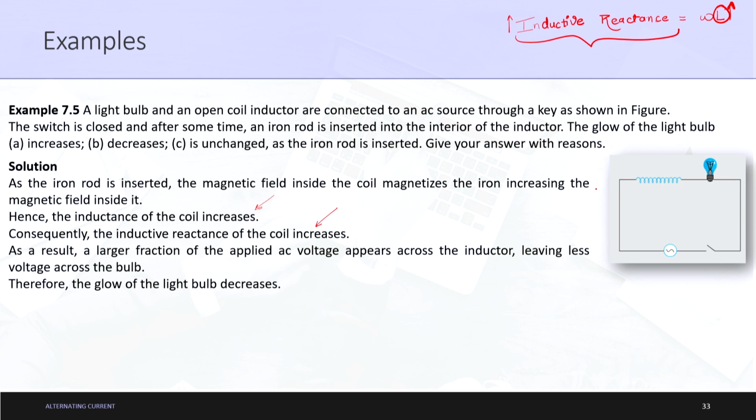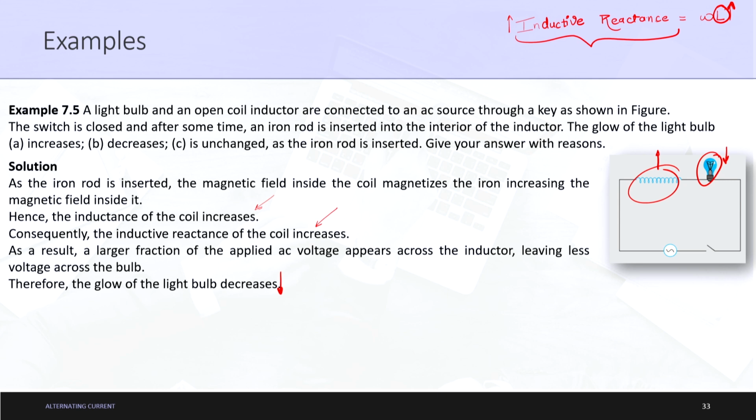As a result, a larger fraction of the applied AC voltage appears across the inductor, leaving less voltage across the bulb. Okay. So, what does it mean? It basically means that the voltage across this inductor increases, and therefore, the voltage across this bulb will decrease. Due to which the intensity or the glow of the light bulb will decrease. Okay. So, I hope it is clear to you. Basically, if the resistance of some other device gets increased, then the voltage of the device which we require will get decreased, and if it gets decreased, then the intensity will get decreased.